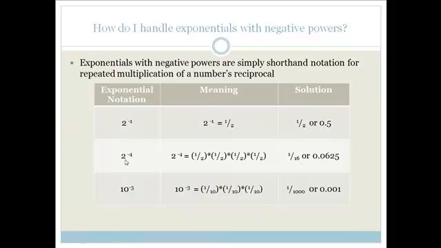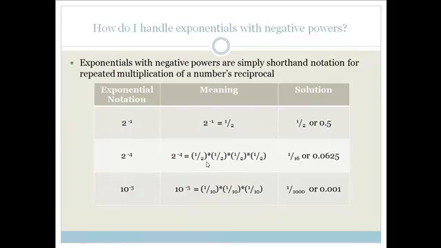Well, what about 2 to the -4th power? 2 to the -4th power would be asking you to work with a reciprocal of 2 because of the negative sign, which is 1/2, and we're going to multiply that reciprocal together 4 times. 1/2 times 1/2 times 1/2 times 1/2, and there it is. The answer here is 1/16, but where did that come from, you might be wondering.